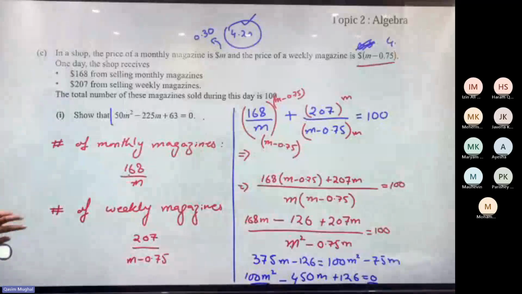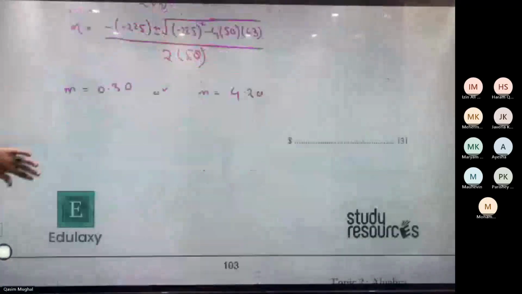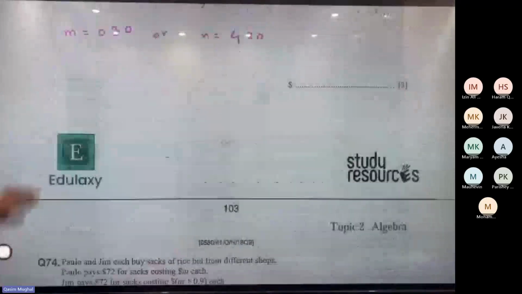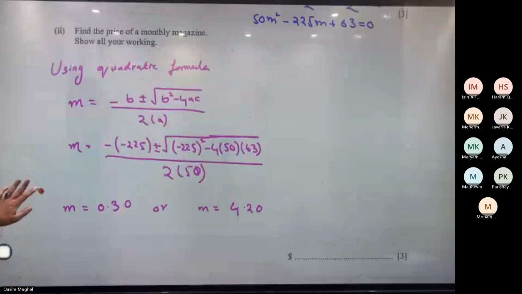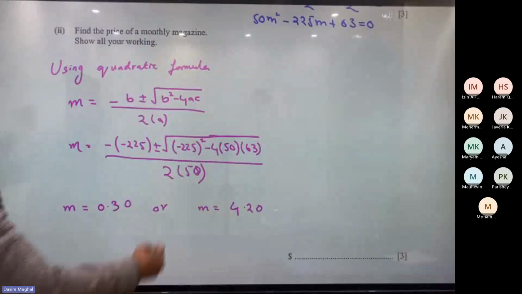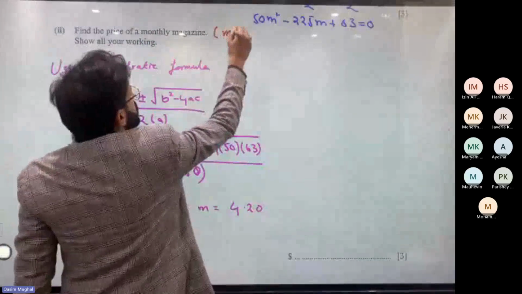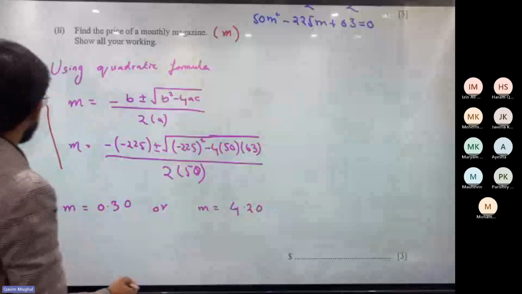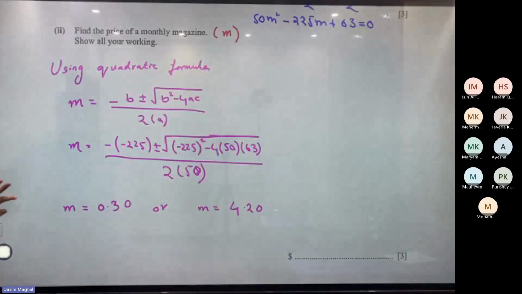This is $4.20. Now the question was, oops, find the price of a monthly magazine. So for monthly magazines he used M. We will be ignoring this one.